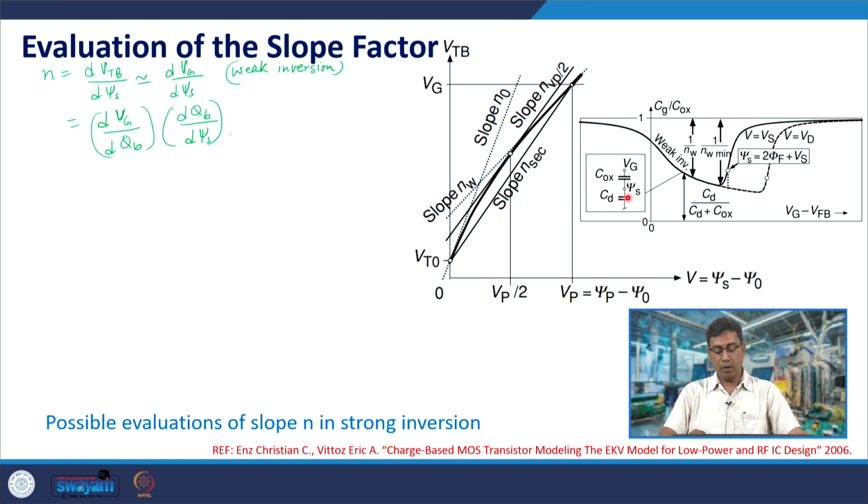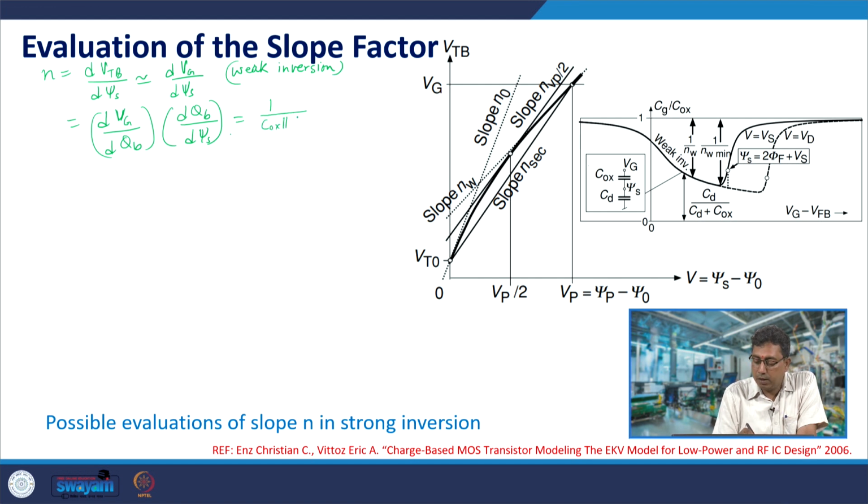So, what is the value of dQb by dVg? Now, the value of inversion charge is neglected. So it is only the depletion charge that we are discussing when we are discussing the capacitances. That is the series combination of these two capacitances, dQb by dVg, that is charge. So you can write this as 1 by C aux in series with Cd.